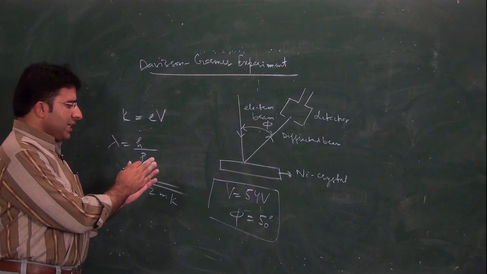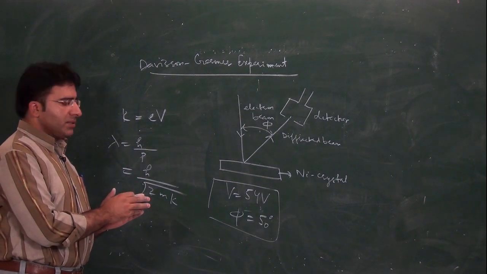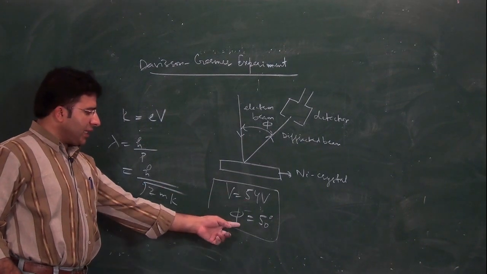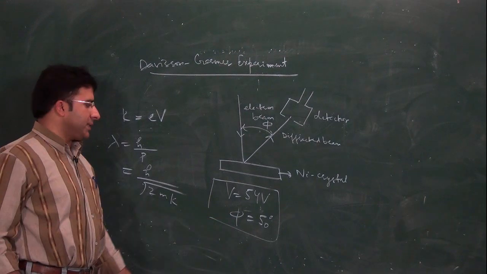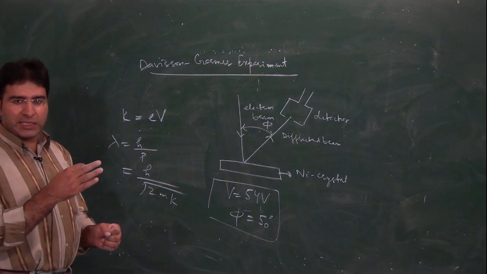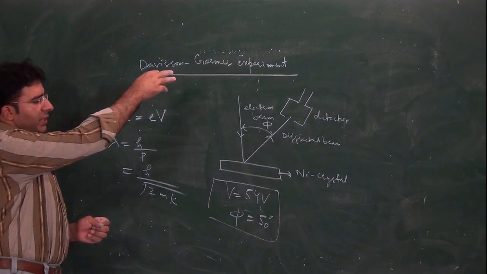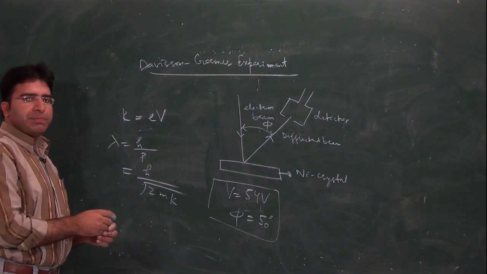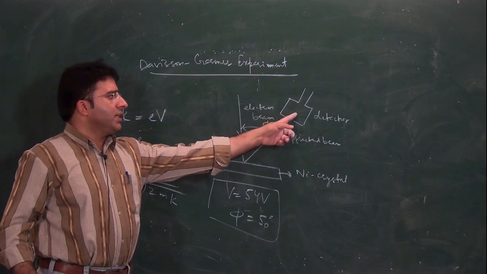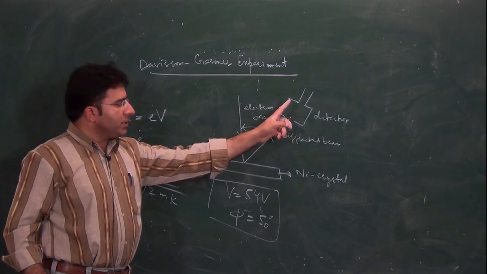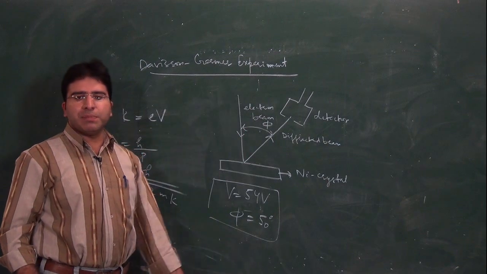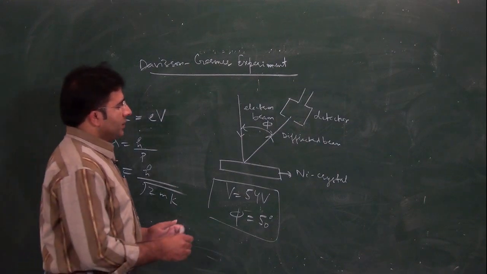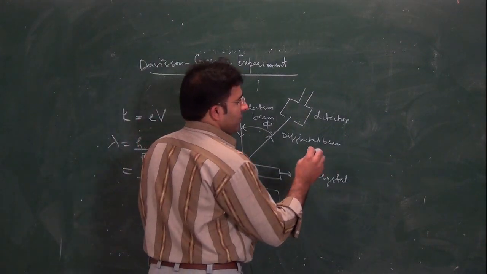If you change the accelerating voltage V of the electrons so that your value is different from this, and you change the value of phi so it is different from this, then the current in the detector, the intensity of the diffracted beam, will be less than maximum. For this pair of values, the intensity of the diffracted beam, the current in the detector, was maximum. Now the question was to explain it. The idea of Davisson and Germer was like this.